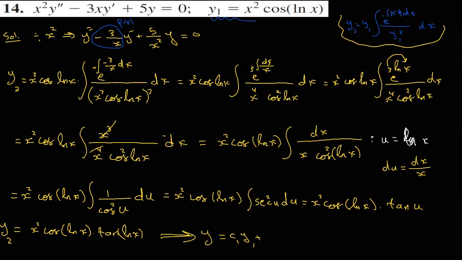So my general solution for the differential equation is C1 y1, the given function, plus C2 y2, which I found now, this one. Is it clear? Any question?